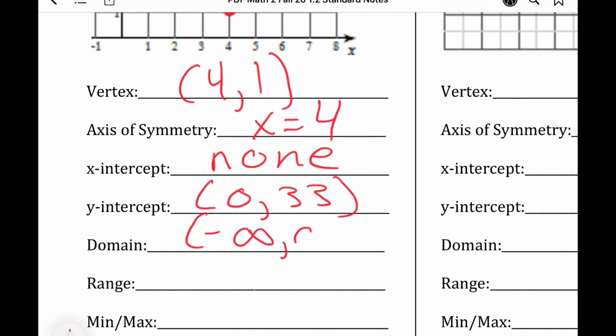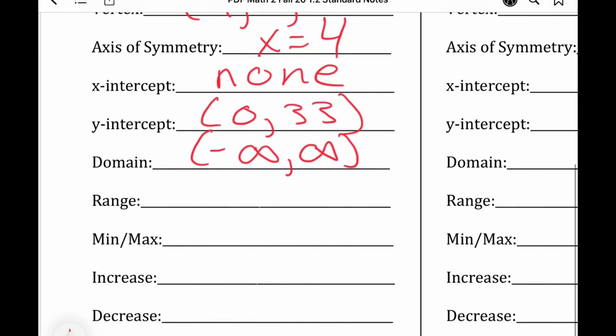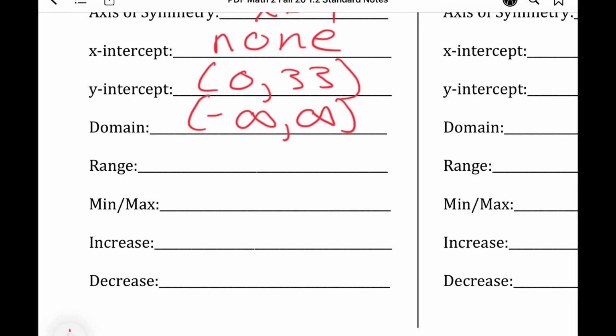Domain, another trick of the trade is that your domain is always negative infinity to positive infinity, as long as you're not under restrictions of the real world, aka a word problem. Your range is 1 to positive infinity.